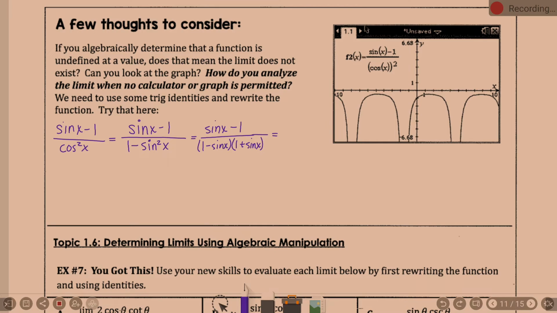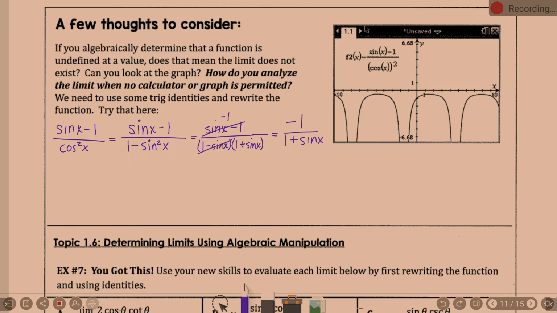Now, what can happen here? You can cancel the 1 minus sine x. Actually, no. It kind of does. Because you have a negative, it's a factor out thing. The 1 minus sine x, the signs are exactly opposite, yes? So I can cancel them, and one place or the other, we're going to have a negative, negative 1 remaining. So now I'm at negative 1 over 1 plus sine x, yes?